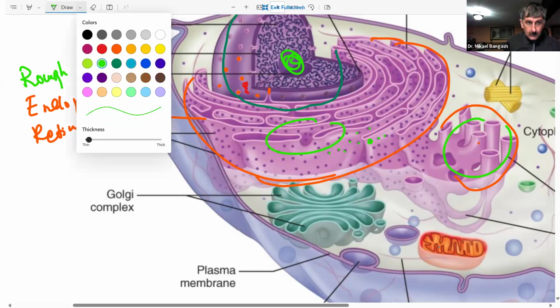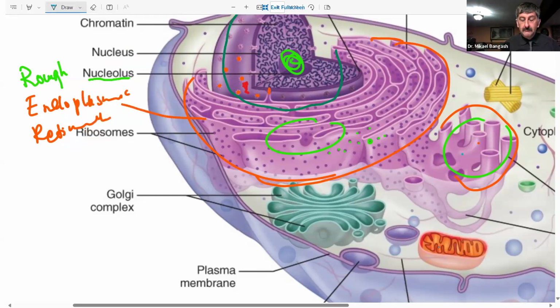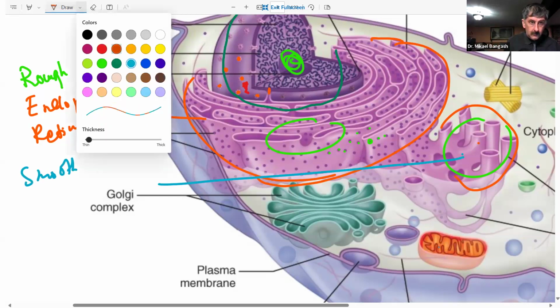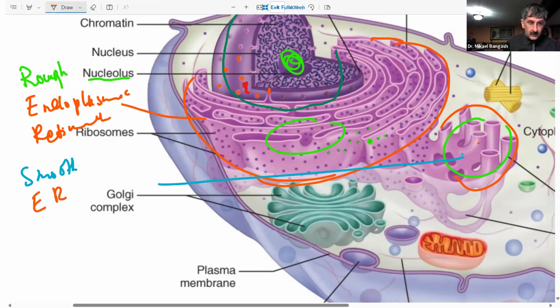Whereas if you look at this one here, it doesn't have any dots on it. And due to that, it has more of a smooth appearance, and that's why we'll call it the smooth endoplasmic reticulum. Did you guys get that?